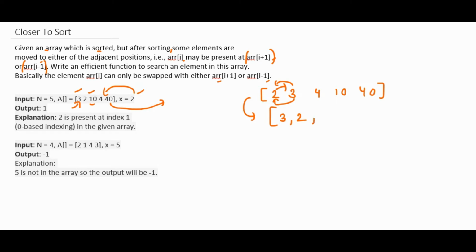Okay, now what we have done, we have swapped these two elements. They are adjacent, right? We can swap them. So this is 10 and 4 and then 40, right? So this is the array that we are given.